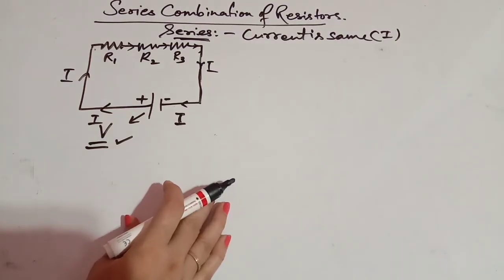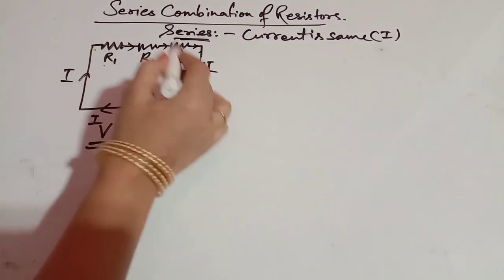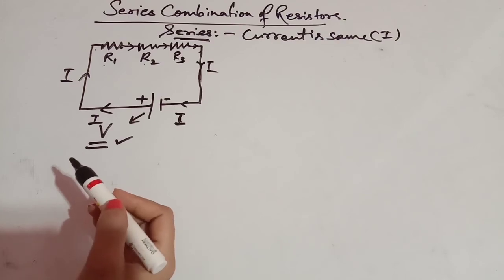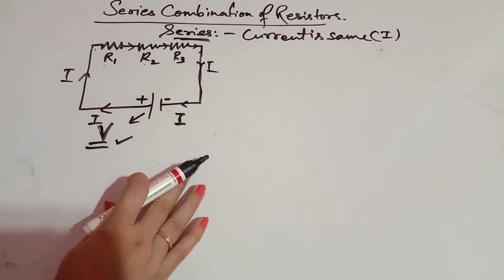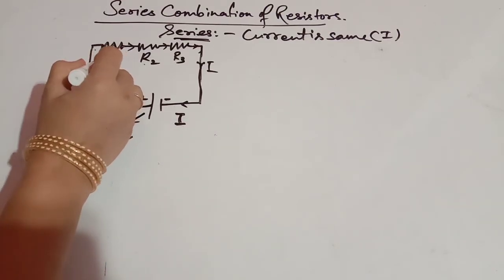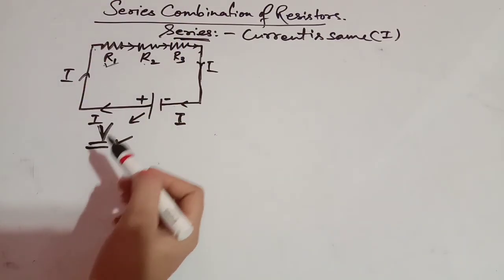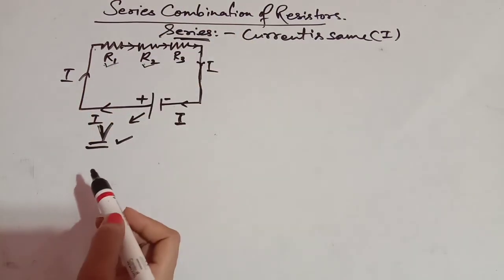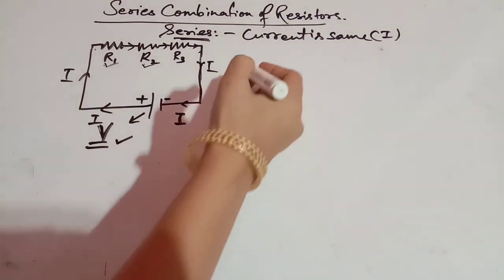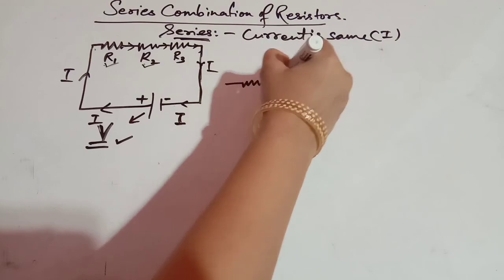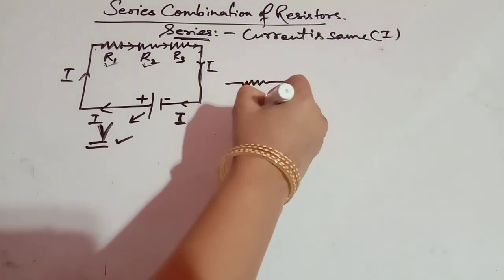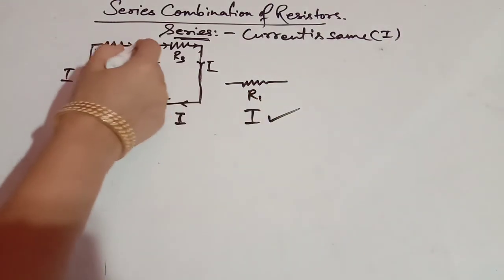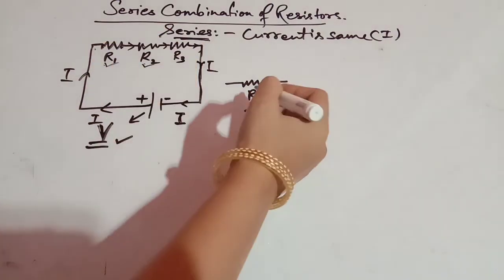Okay, now for each resistor we have to find the potential difference. This V, potential difference V, is for the entire diagram. So what is the potential difference for this particular resistor R1? What is the potential difference for this particular resistor R2 and R3? So for R1, the first resistor we are considering here, the current I is flowing through all three resistors.